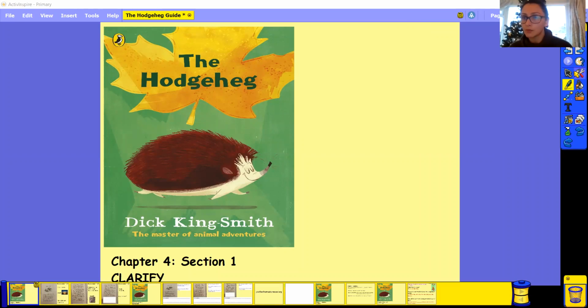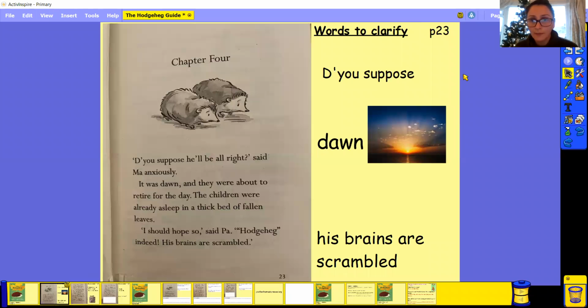So we are carrying on with our reading of our Hodge-Hegg book. Today we're just going to do a bit of clarification and a bit of summarising. We are now on chapter 4. Wow, we're getting through this book now. Here are some words or phrases that I would like to clarify with you before you start reading.